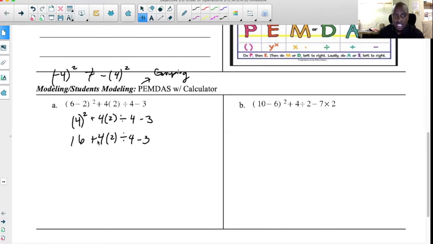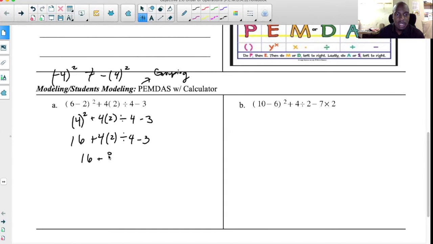Now I'm left with addition, multiplication, division, and subtraction. I did the parentheses, I did the exponents. Now I ask myself, is there any multiplication or division? And there is, there's actually both, right? I'm going to do it from left to right. So which one comes first? Multiplication comes first, left to right. Not because it's M and D, but because in my problem right now, there is multiplication before the division sign. Okay, so I'm going to deal with this multiplication first.